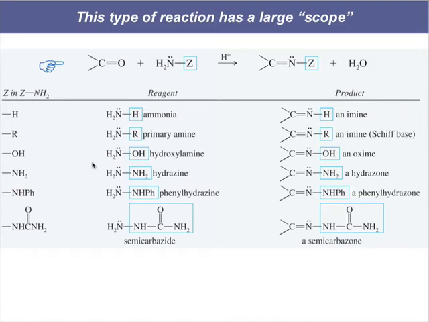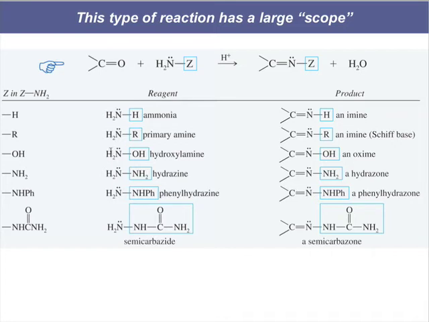If we use an OH, meaning we're starting with something like hydroxylamine, H2NOH, then our product will be C double bond NOH, and we call that an oxime. If we use NH2 as our group, so if we have H2N and NH2, that's hydrazine, then our product is called a hydrazone. Again, you can see the trend here, whatever Z group we have on our amine ends up on the C double bond N. So we can have a regular imine, we can have a Schiff base, we can have an oxime or a hydrazone.